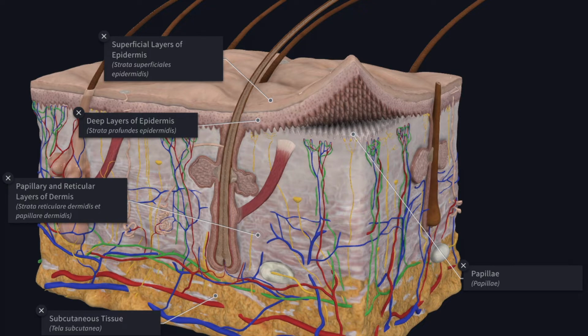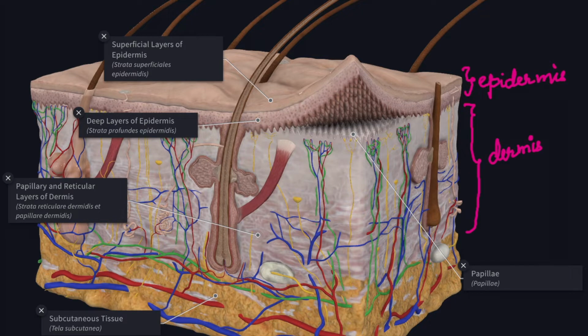Next type is the thick or glabrous skin. In this type of skin, the epidermis is very thick with a thick layer of stratum corneum and it is found in the palms of the hands and soles of the feet and it has no hair.